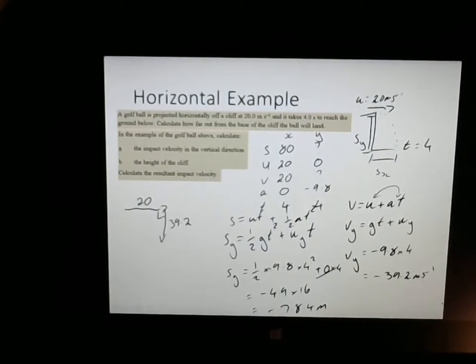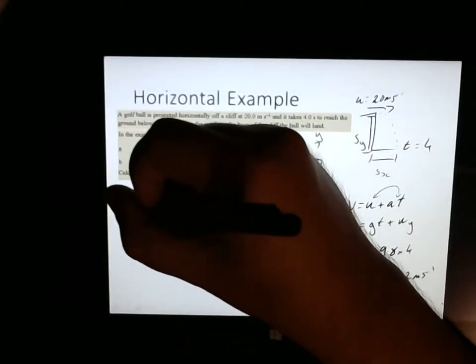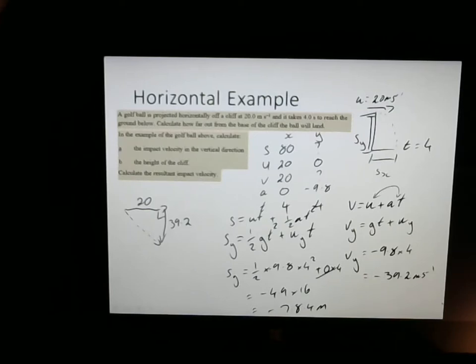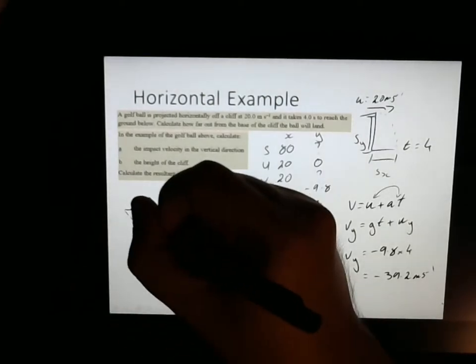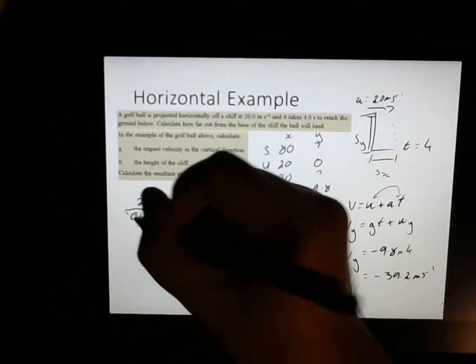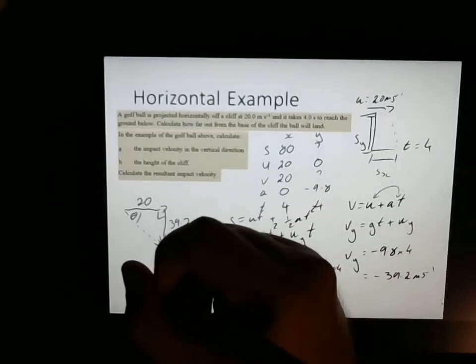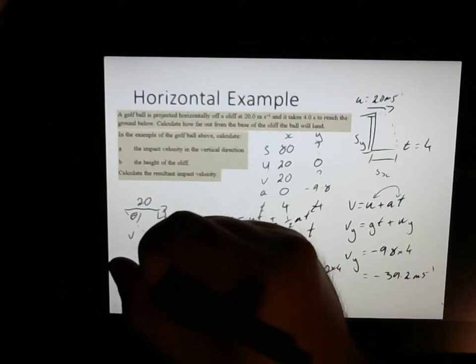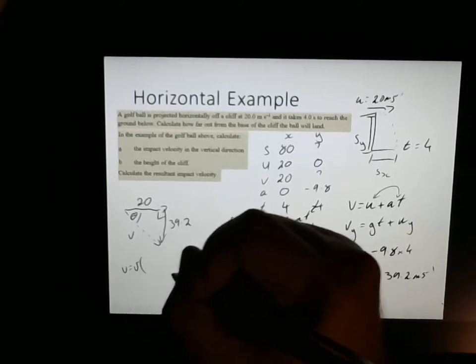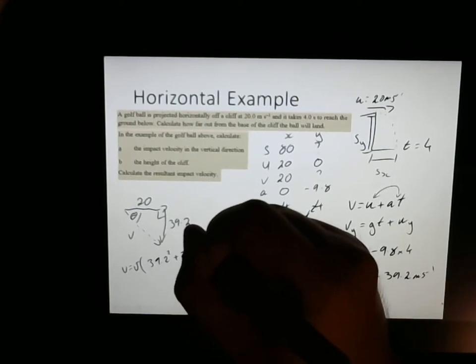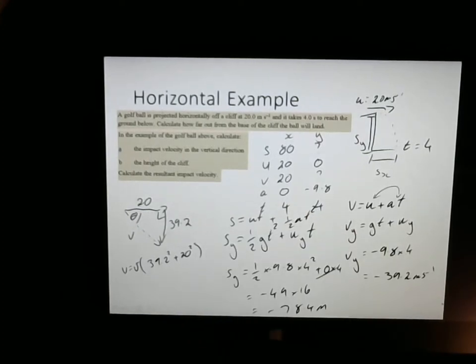So let's draw that. My resultant is always from start to finish, and we can see that there is a nice right angle triangle here. I'm going to need to work out my angle as well. So let's work out the size first. The size, we'll call this V. V is going to equal the square root of 39.2 squared plus 20 squared. Now I have just jumped right to the end there. That's all the working you really need to show.